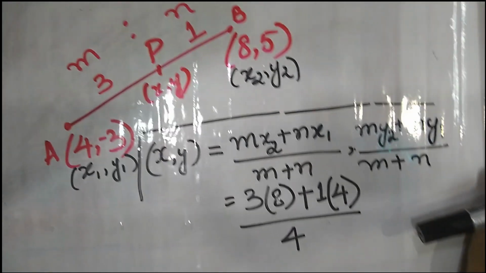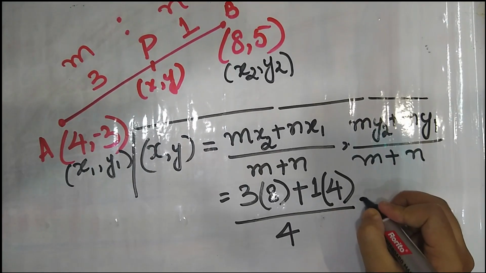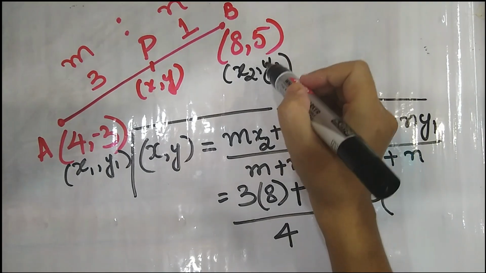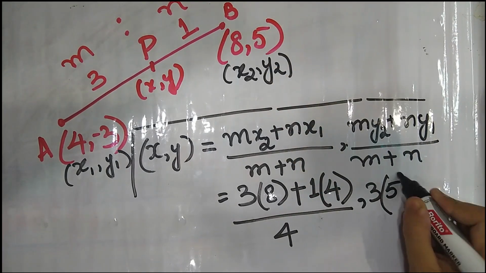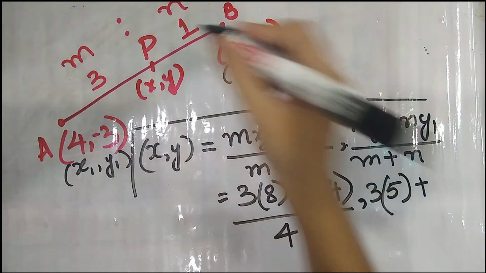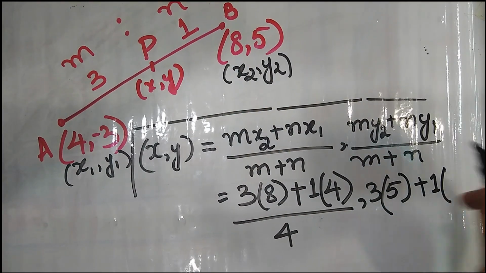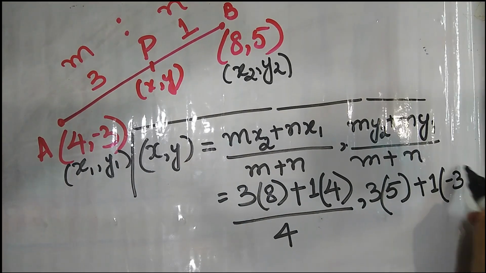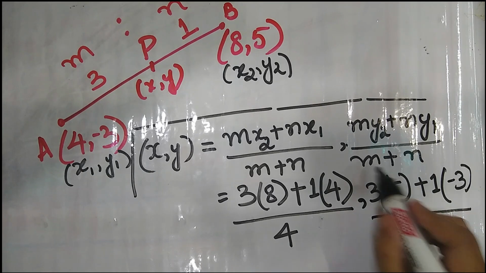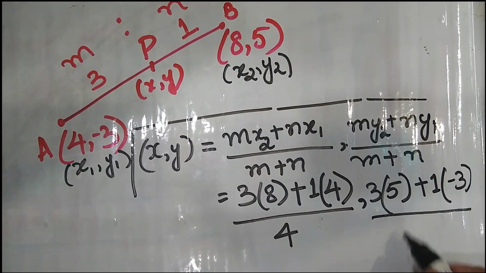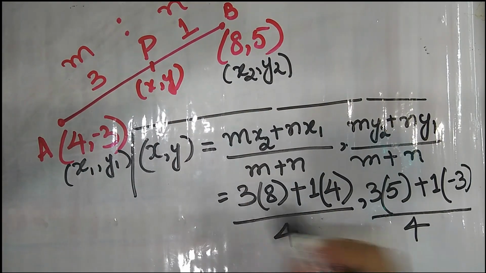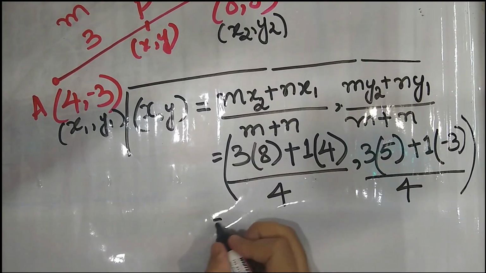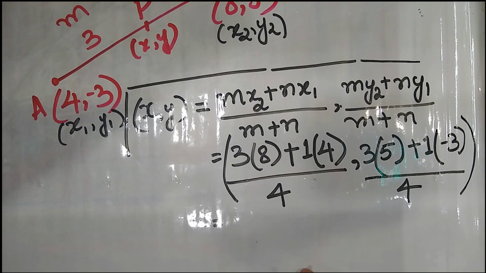Now do the same thing for the y coordinate. m, which is 3, into y2, which is 5, plus n, which is 1, into y1. So y1 is minus 3. Be careful with the minus sign. Minus 3 divided by m plus n. 3 plus 1 is 4. Right? Pretty straightforward. You just have to multiply, divide, and you will get the answer.